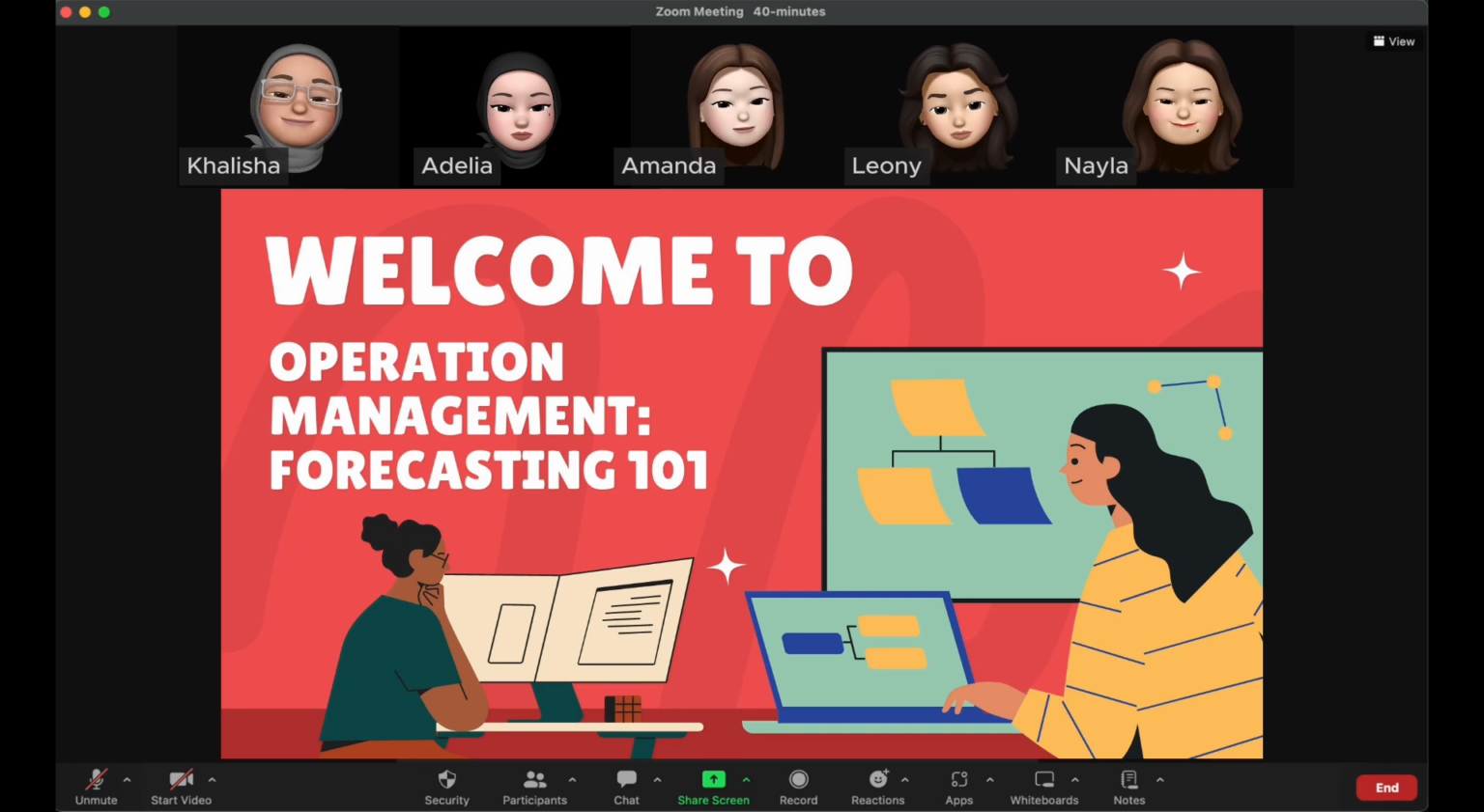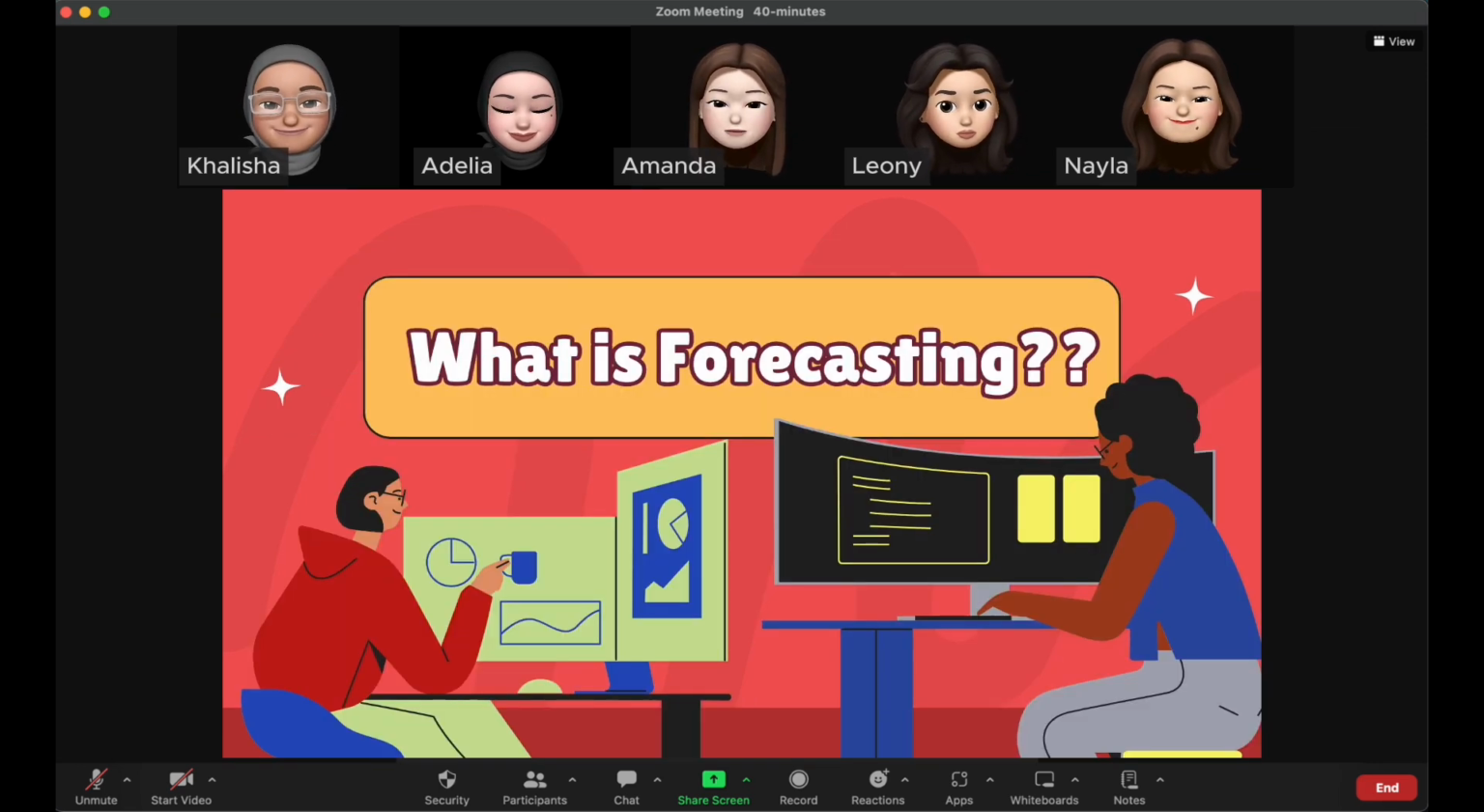So anyway, in this session, we're going to talk about forecasting 101. First of all, what is forecasting? In operational management, forecasting is predicting future events based on existing data in order to inform decisions about product planning, inventory management, workforce scheduling, and supply chain management. There are multiple time horizons for forecasting. Does anyone know about these time horizons?